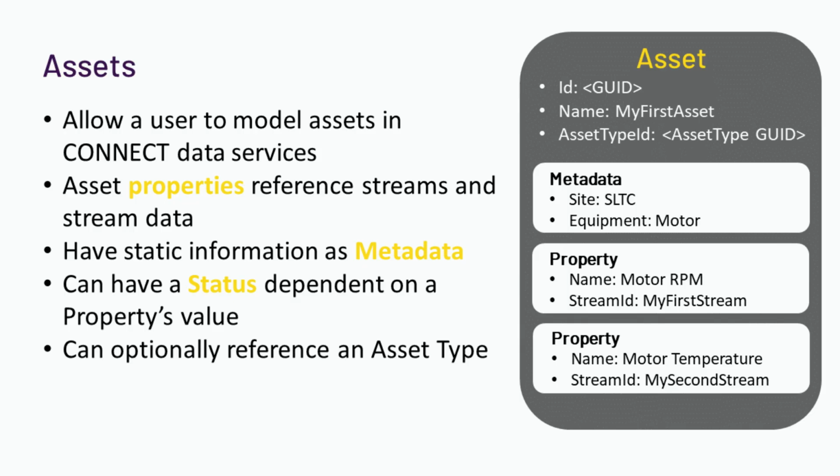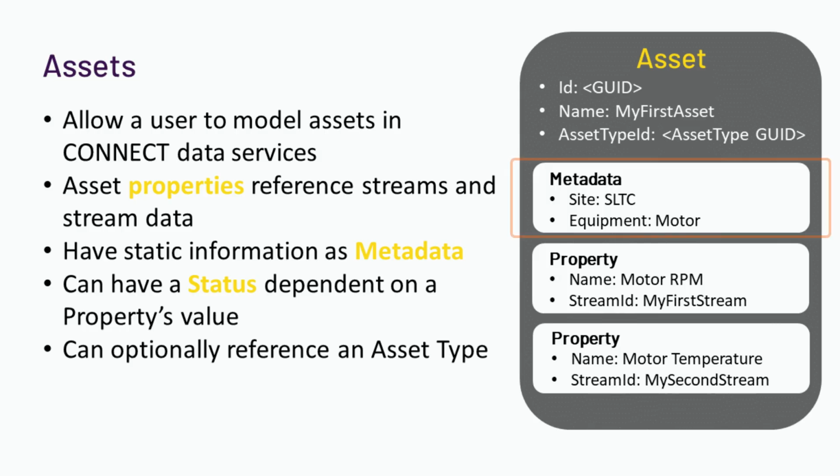Next, we'll take a look at assets. Assets allow a user to model assets, equipment, or processes in Connect Data Services. For asset properties, the two we see here reference streams and stream data. So, in the case of this motor RPM property, we can see that it references the my first stream. And for motor temperature, we can see it references my second stream. So no data is duplicated, we're just referencing those underlying streams.